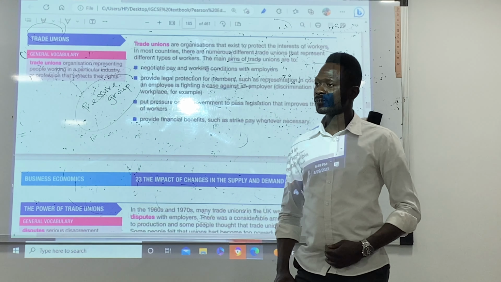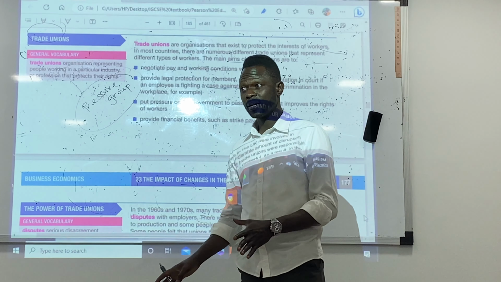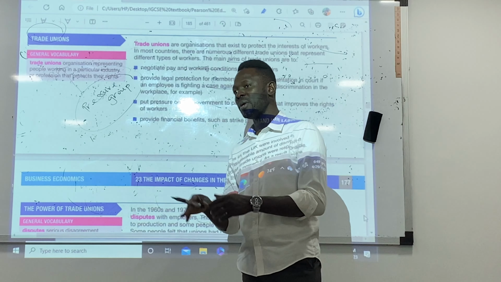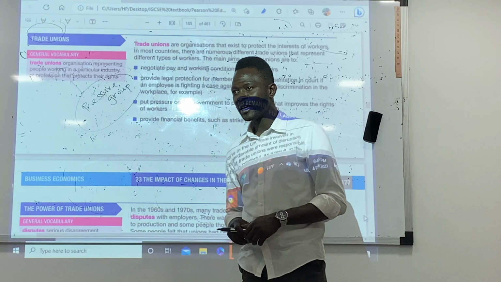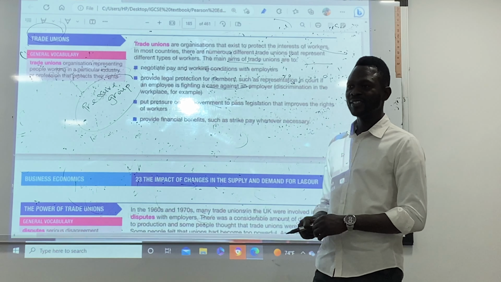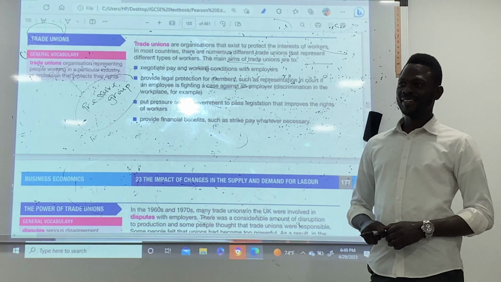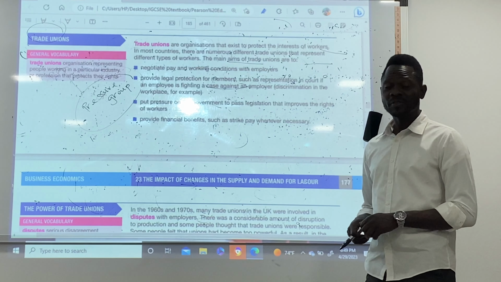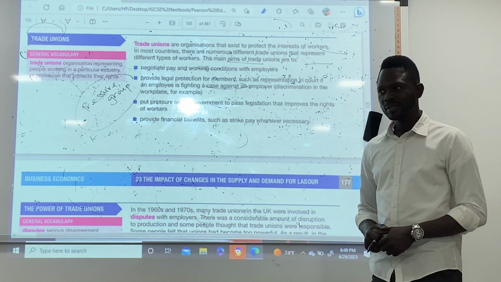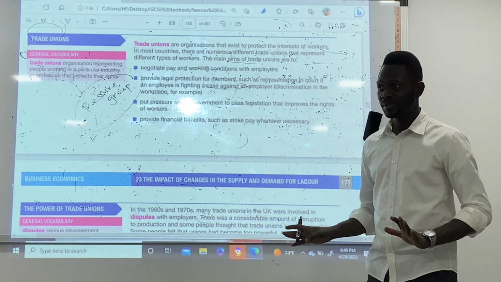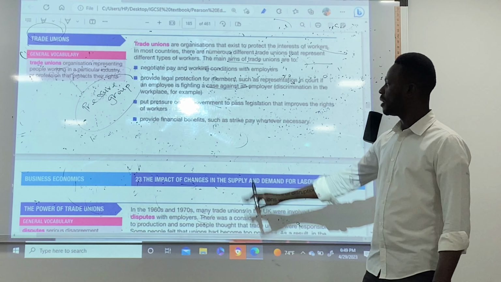Anyone can join, but you have to pay to be part of the trade union. We call it the membership fee. It's expensive to be part of the trade union. But if you are part of them, you enjoy the benefits. It has advantages and disadvantages too. So let's continue with it.